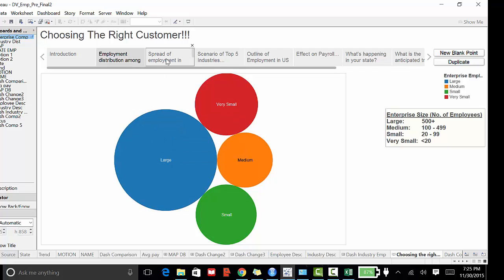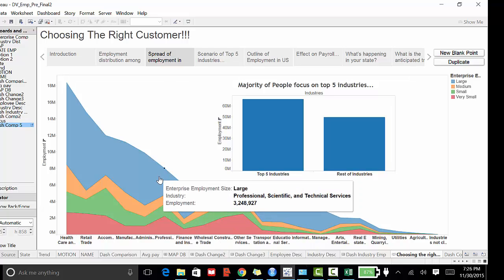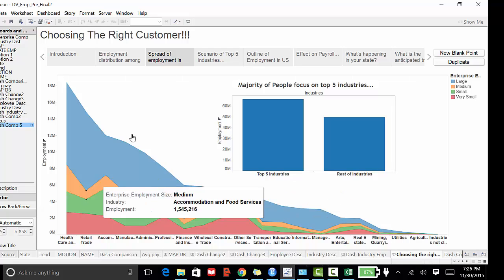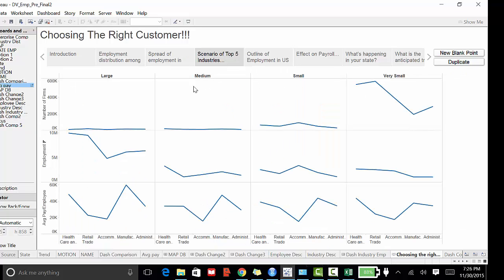Now, let's see the spread of employment in different industries. There are over 20 industry types, and we are trying to analyze how the employment is distributed in these industries based on the enterprise size. After analysis of the data, we find that almost 57% of the employees focus on getting into five major types of industries. Now, our problem statement is: what's the effect of industry type and enterprise size on average pay?